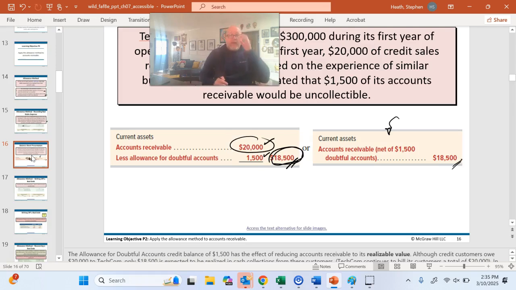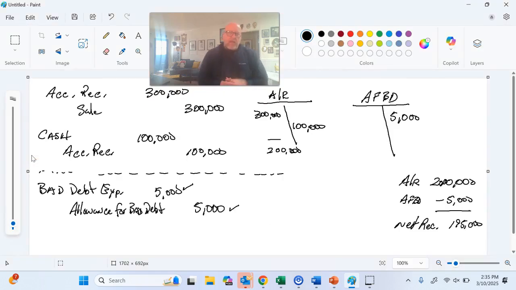Look, we hope to capture the 20,000, right? But realistically, based on our experience and all the things that we know, that's just unrealistic. It's going to be the case that some of our customers, unfortunately, are not going to pay. And therefore, we report the net realizable amount on the balance sheet. Okay? So going back to the slides.